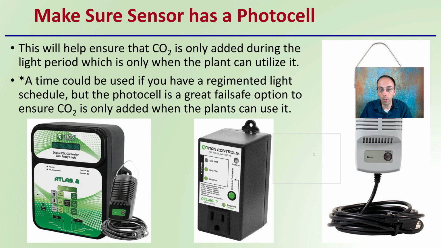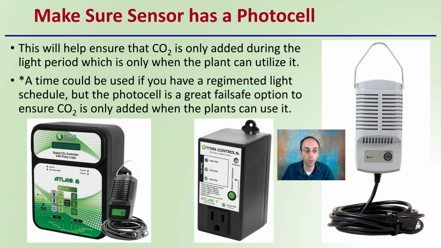Make sure the sensors of your controller include a photocell. We see that labeled right here, and we see that here as well. This will help ensure that CO2 is only added during the light period, which is only when the plant can actually utilize it. A timer could be used if you have a regimented light schedule, but the photocell is a great fail-safe option to ensure carbon dioxide is only added when the plants can actually use it.